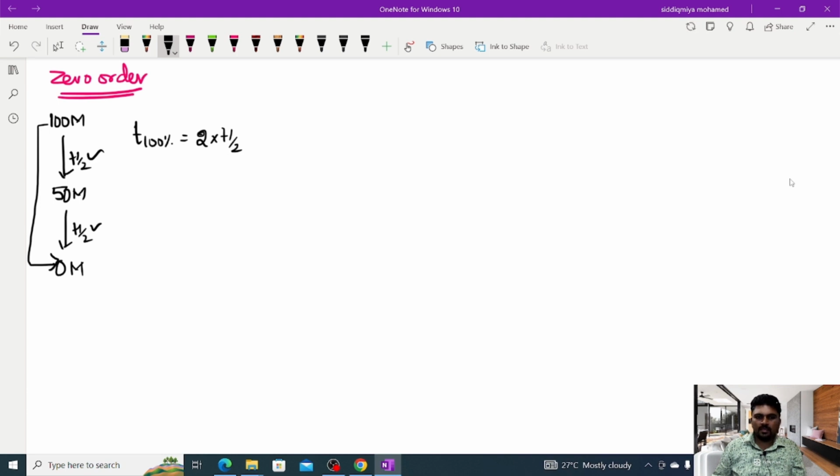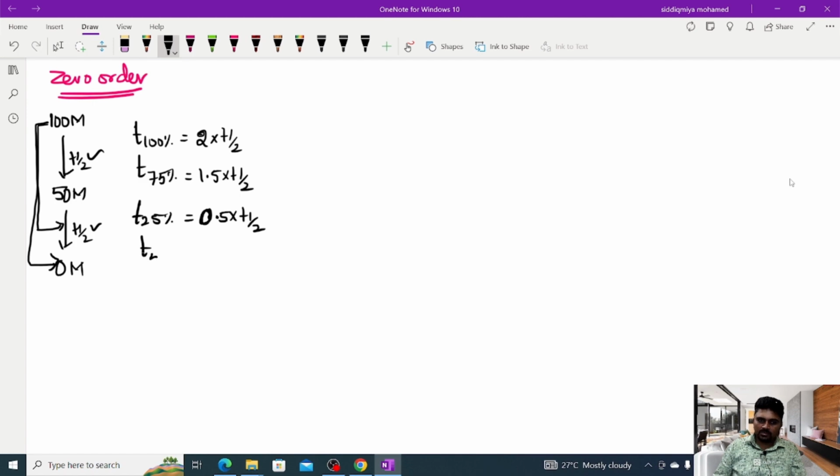Correct? Now, if I want to write the time taken for 75%, we can write 1.5 into T half. Correct? The time taken will come around here, that is 75%. That is T 75% is equal to 1.5 into T half. Now T 25% we can write as 0.5 into T half. These are shortcut formulas.